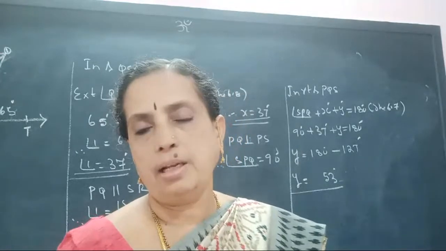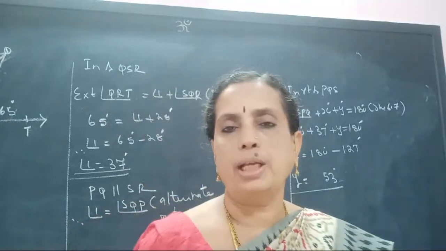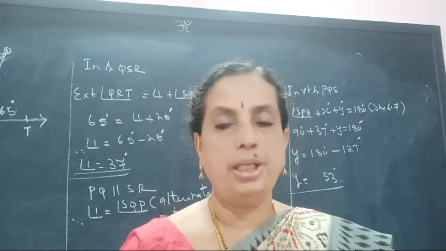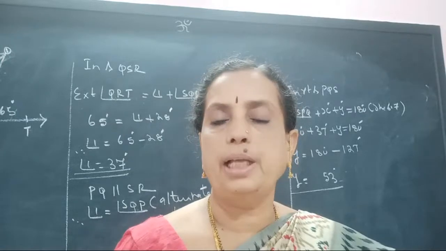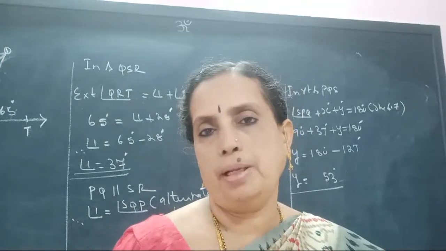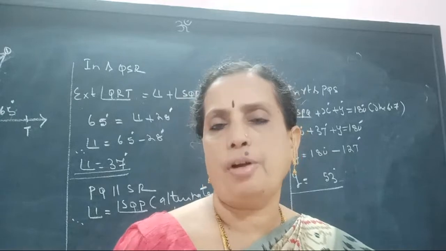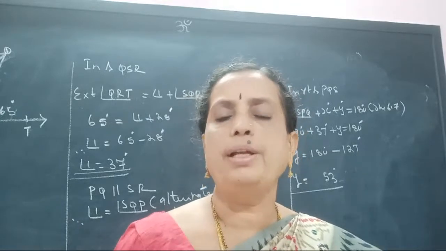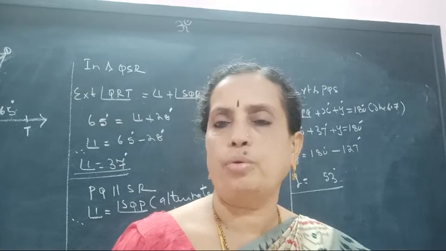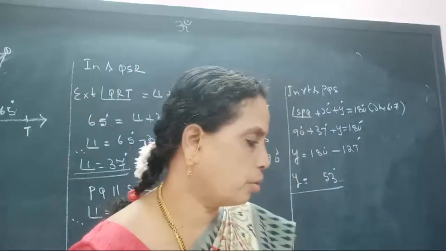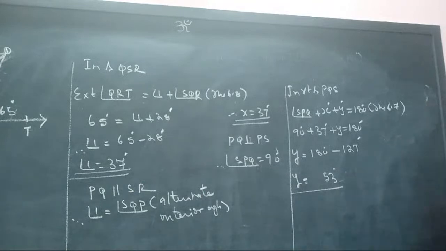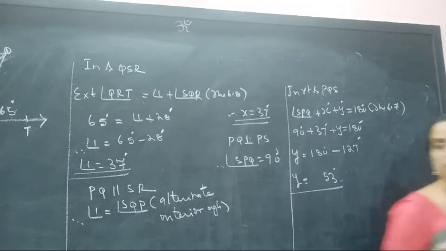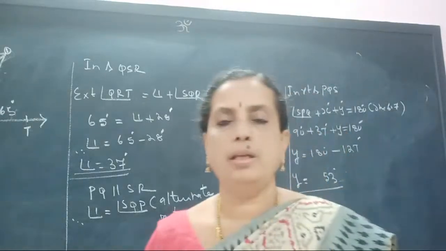Now it is clear. So far what we have used here is the exterior angle, linear pair angles, vertically opposite angles, and angle sum property. Sometimes you will get alternate interior angles and co-interior angles supplementary also. Okay? Next question. Is it clear to everybody?